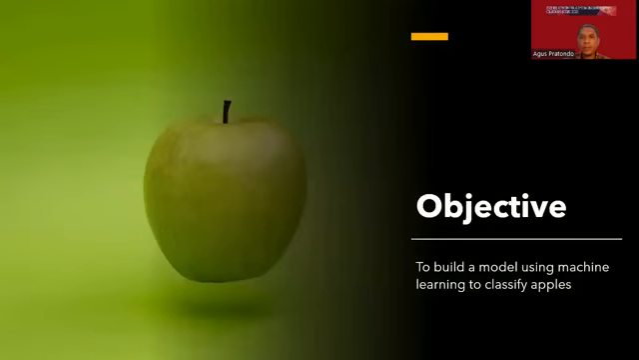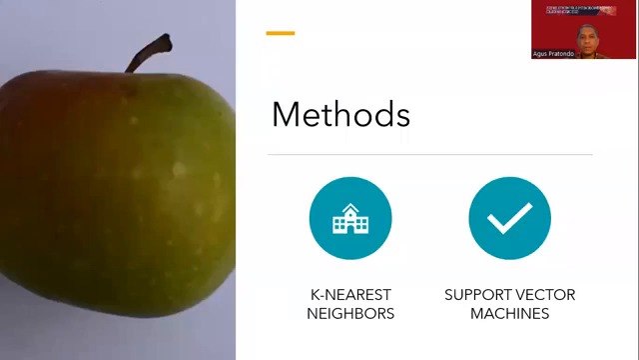Based on the problems already mentioned, we propose a model using machine learning to classify apples automatically. In our study, two classification algorithms are used, namely k-nearest neighbors and support vector machine. Both of these algorithms are supervised learning, where the model is built by learning training data and their respective classes. Subsequently, the models are tested to determine the classification performance. I will briefly explain how these algorithms work.